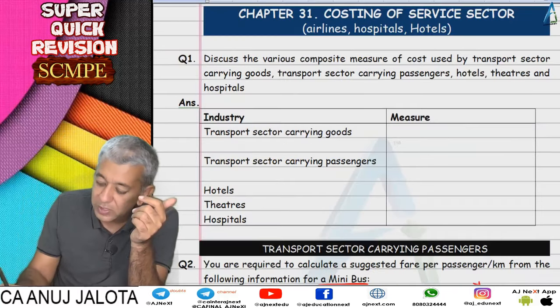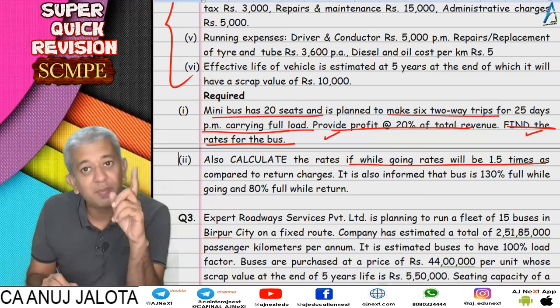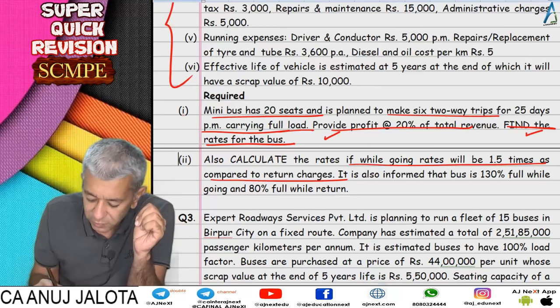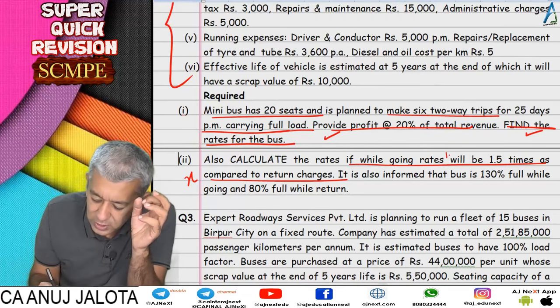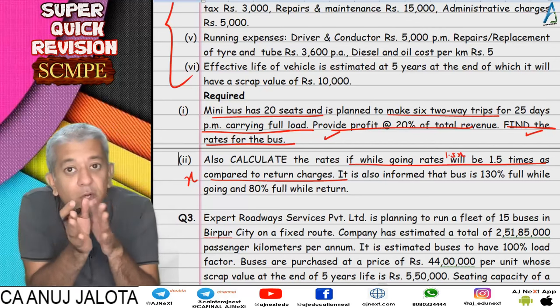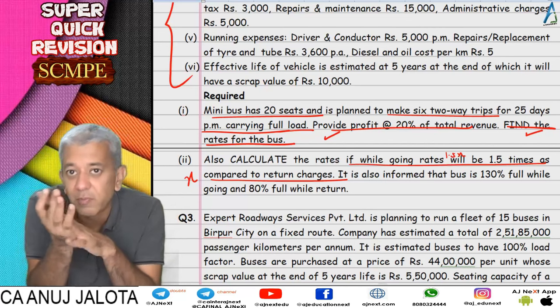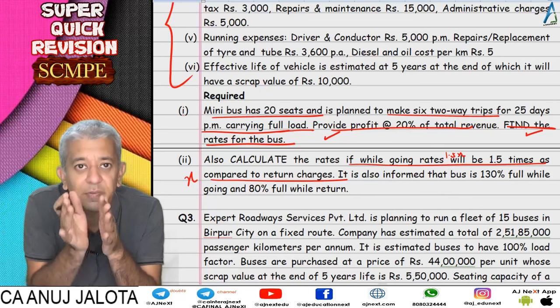But in part two, the things were slightly different. How? Those guys had told, while going, the rate will be 1.5 times as compared to the return charges. So, therefore, if while returning, the charges are X, while going, the charges will be 1.5X. But it's very important to be saying what is X. X is the rate per passenger kilometer. So, therefore, while coming back, the rate is X per kilometer. And while going, it is 1.5X per kilometer.